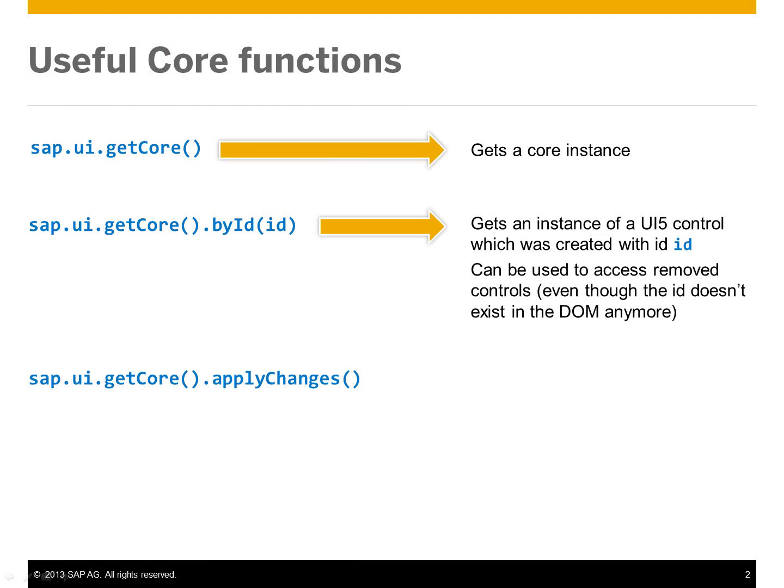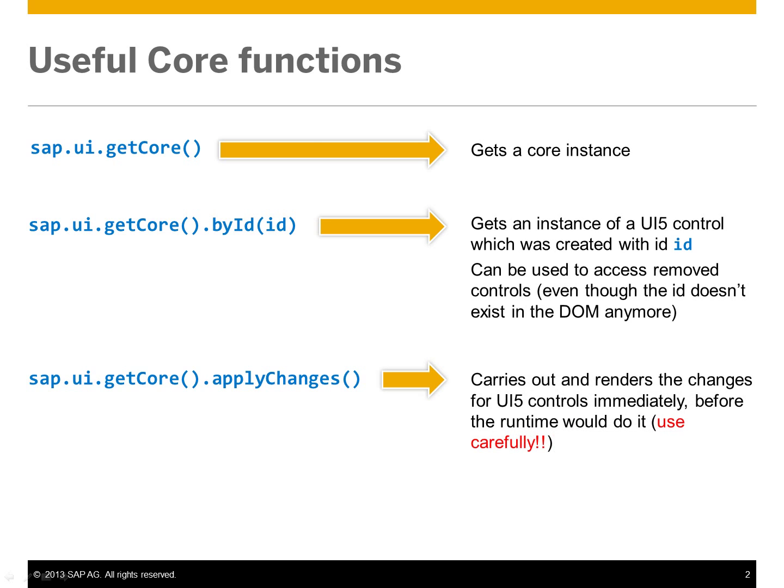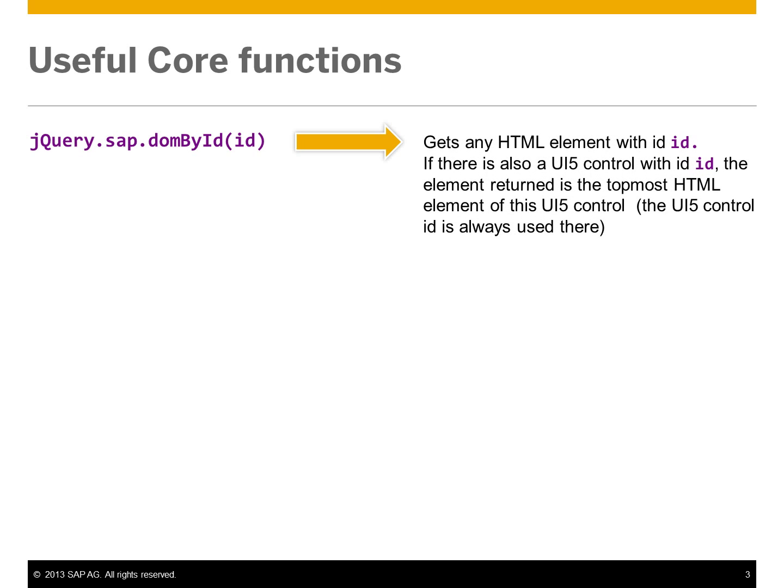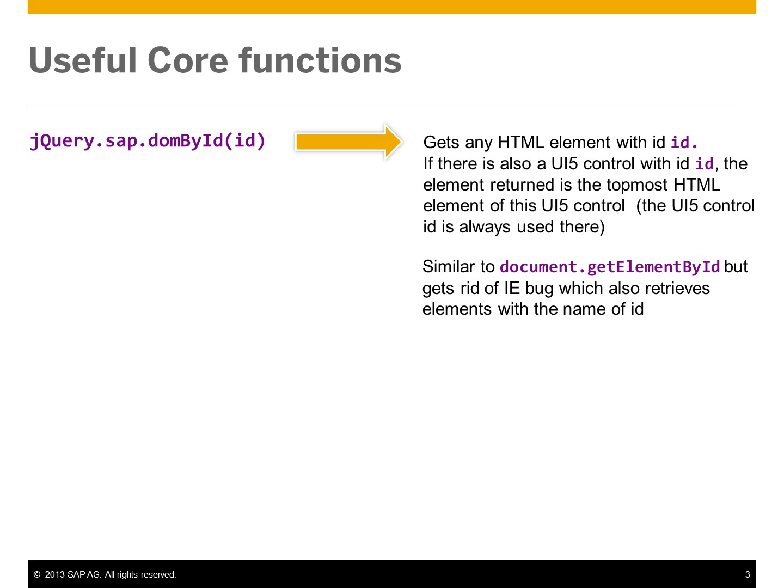There's an applyChanges function that will carry out and render the changes for UI5 controls immediately, before the runtime normally would. The byId function will return any HTML element with the ID specified in the argument. Let's take a look at an example.